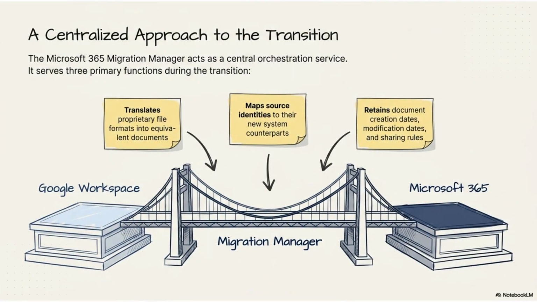Think of the Migration Manager as a bridge between two worlds. On one side, you have Google Workspace. On the other, Microsoft 365. The Migration Manager sits in the middle and does three critical things automatically. First, it translates Google's proprietary file formats into their Microsoft equivalents. Second, it maps user identities from the Google environment to their counterparts in the Microsoft system. And third, it retains important metadata, things like when a document was created, when it was last modified, and who it was shared with. Nothing about your data's history gets lost in transit.